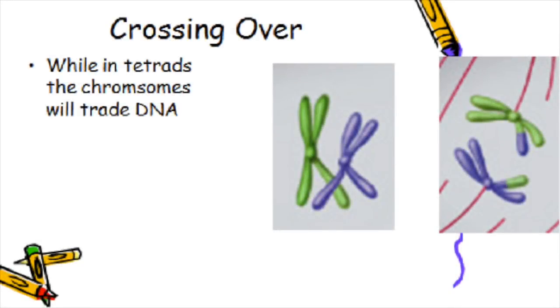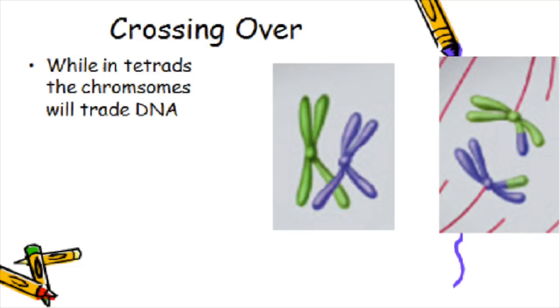So here on the picture to the left, you can actually see a tetrad where the green chromosome and the purple chromosome almost look like they're doing a dance with each other, and their legs are crossed at the bottom, because where the purple and the green are crisscrossed with each other, they are actually trading DNA.